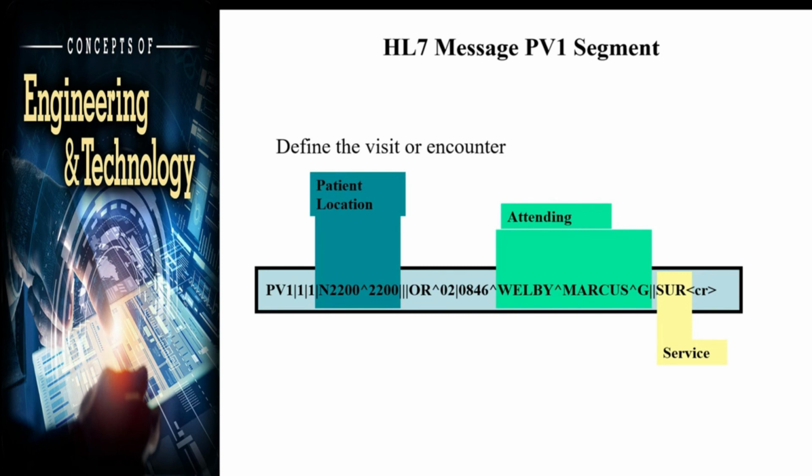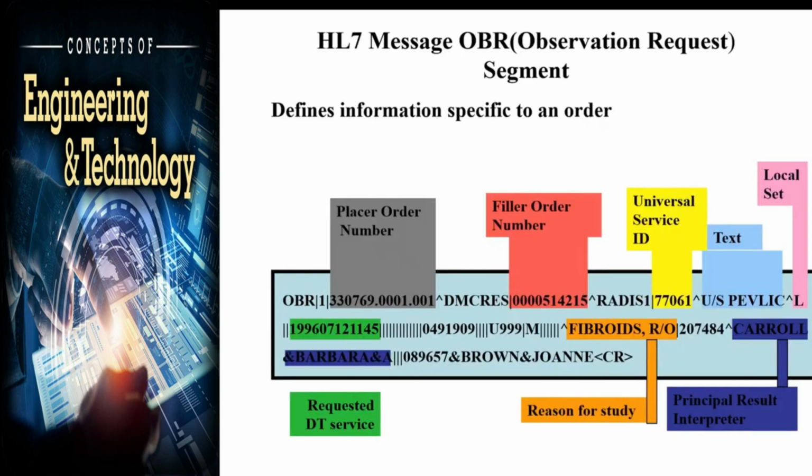So we have the patient location, as well as who is attending, and with that what kind of service they require. We have unique IDs and all those things. You can search into it. Okay, like that we have the information specific to the orders.